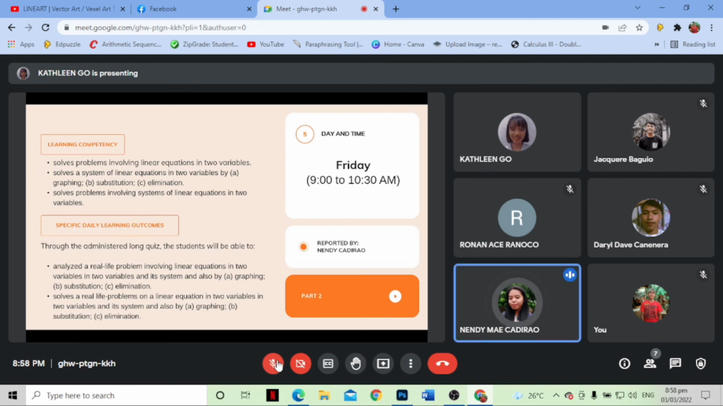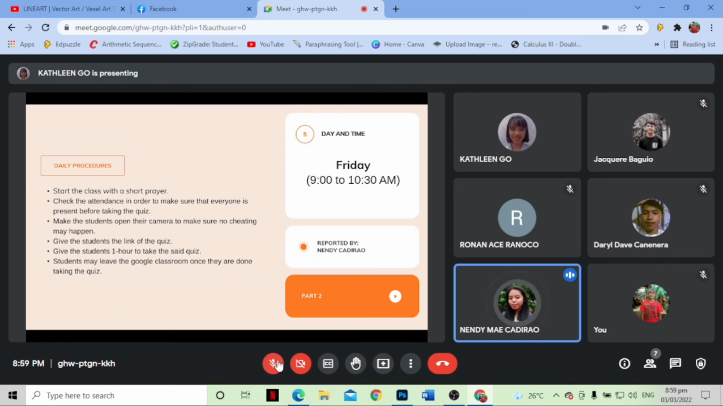So for the Friday, the learning competencies are to solve problems involving linear equations in two variables, to solve a system of linear equations in two variables by graphing, substitution, and elimination. And the next one is to solve problems involving systems of linear equations in two variables. For the specific daily learning outcomes, through the administered long quiz, the students will be able to analyze a real-life problem involving linear equations in two variables and its system, and also the graphing, substitution, and elimination. Next is to solve real-life problems on linear equations in two variables and its system, and also the graphing, substitution, and elimination.